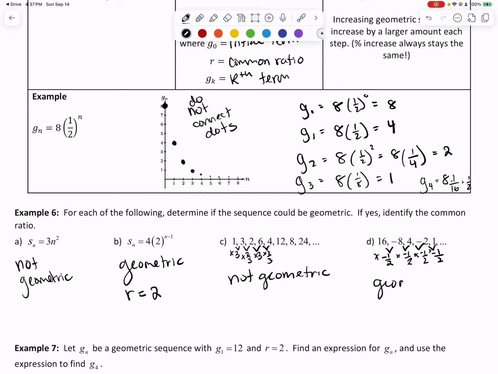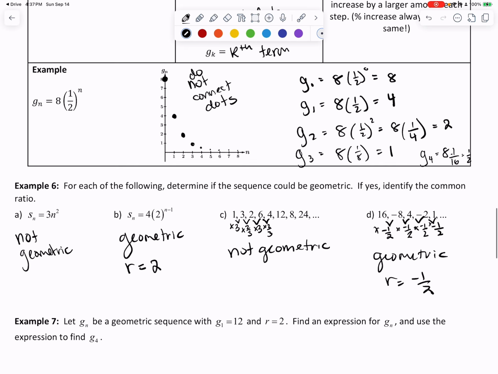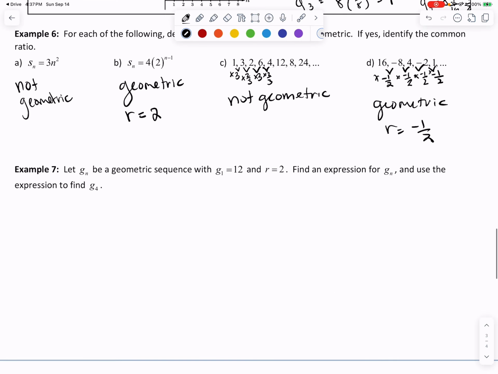So this is geometric with a common ratio of -1/2. Negative ratio, alternating signs. Example 7, let's do this one.